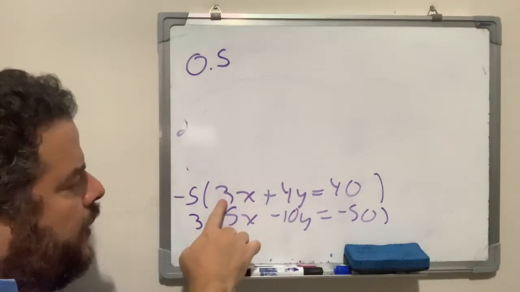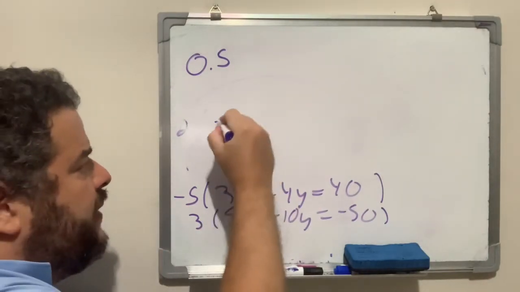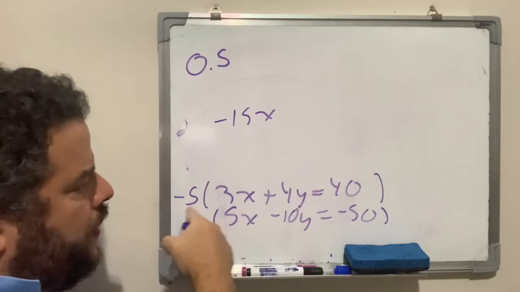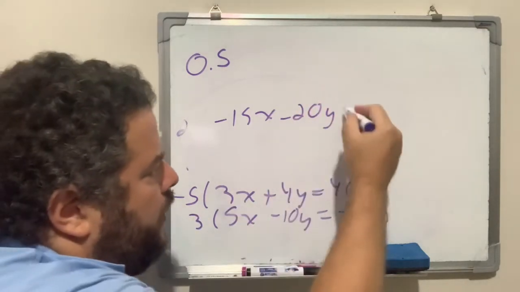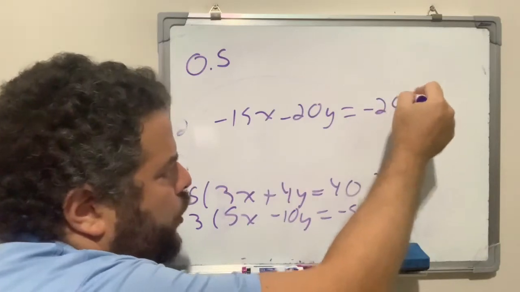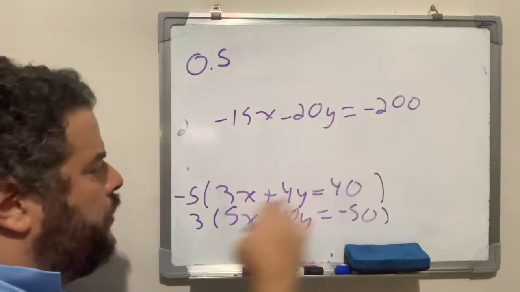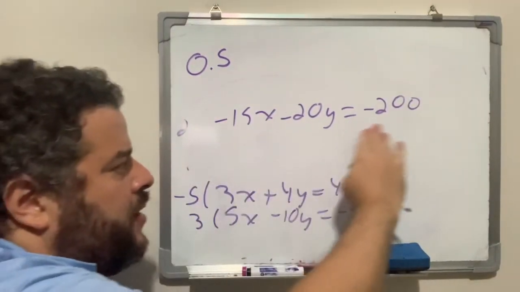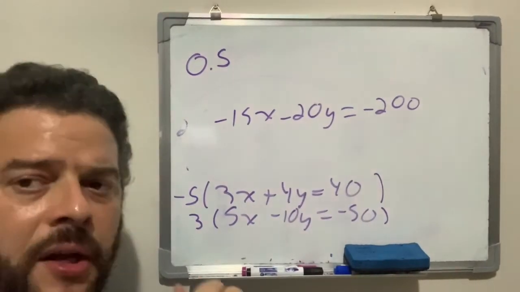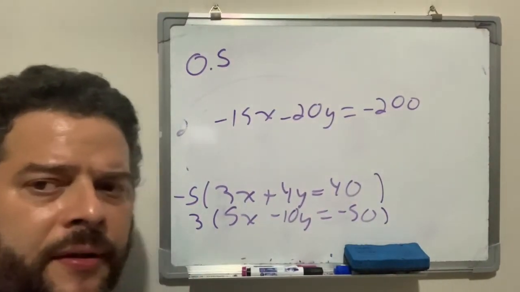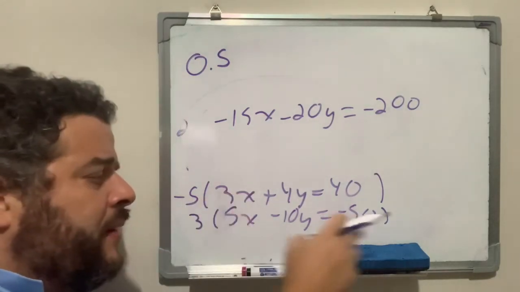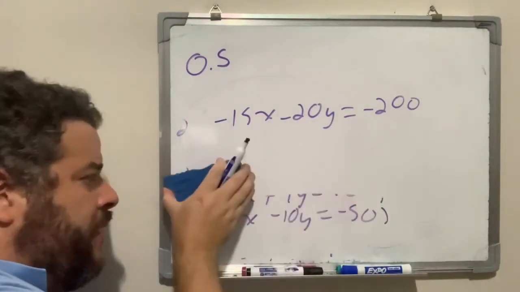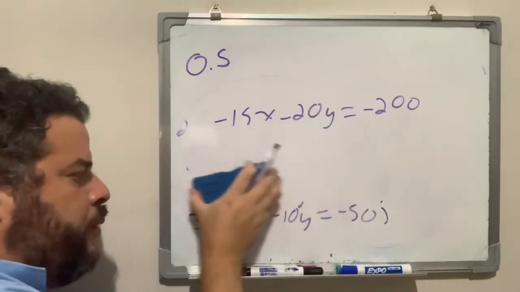Negative 5 times 3x is negative 15x. Negative 20y. Negative 200. When I multiply the top line by negative 5, I end up with these numbers. Note, this particular example is longer than normal because I was given decimals. They're kind of a pain to work with, so I just got rid of those decimals.